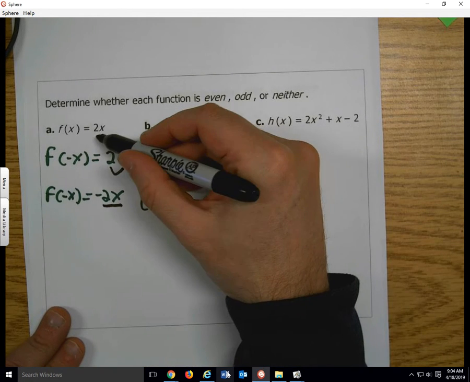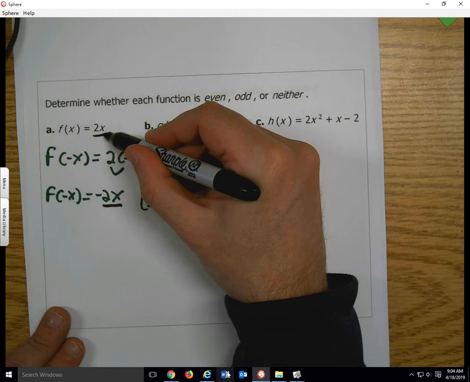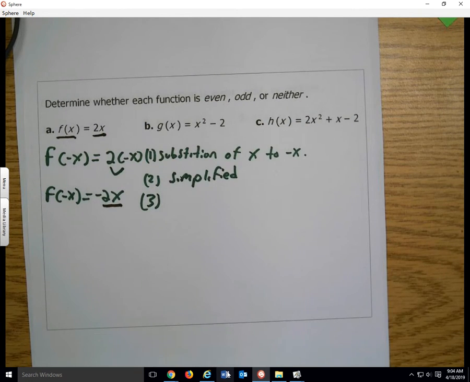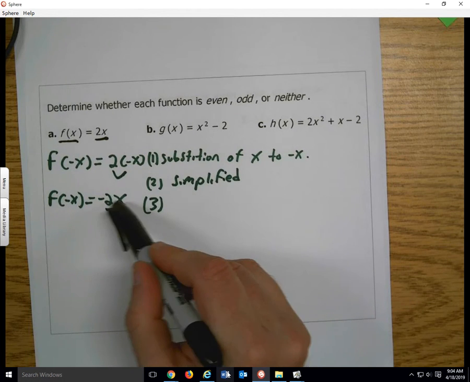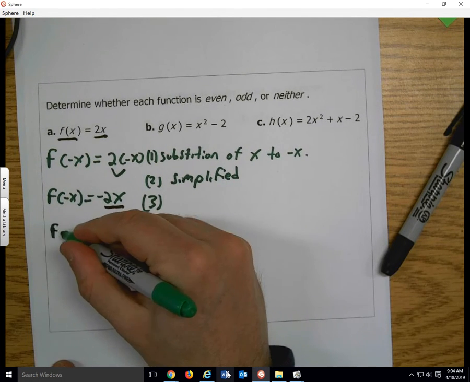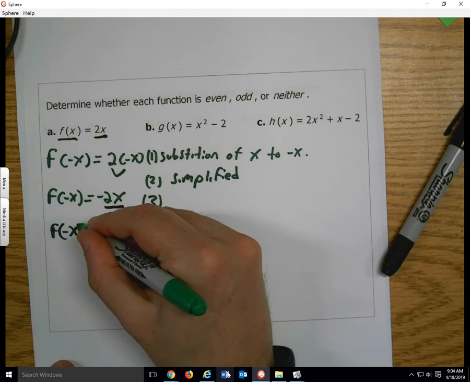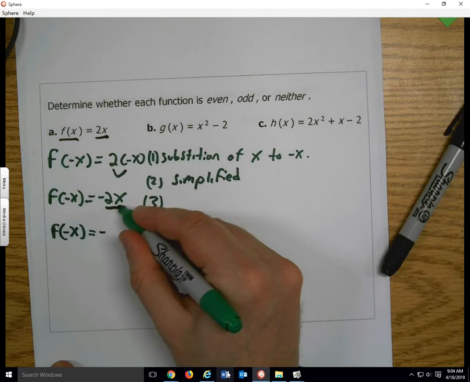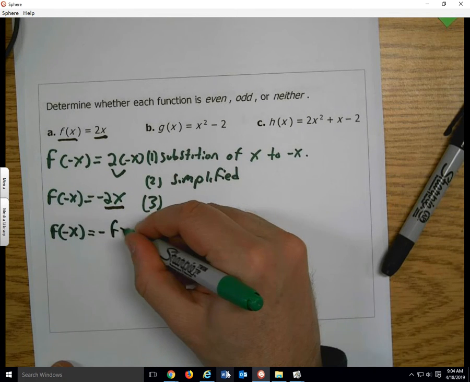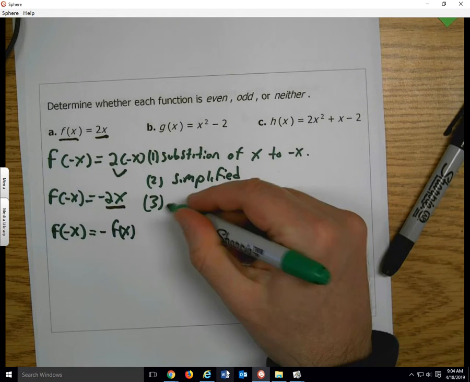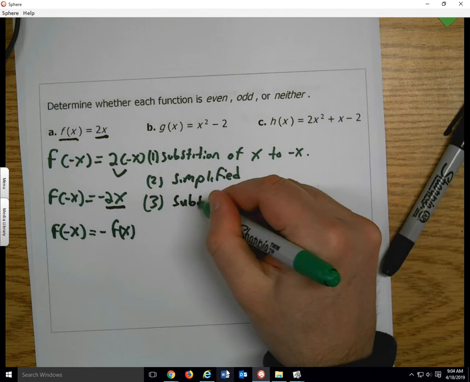And how do we know what it equals? Well, up here, it tells you what the 2x equals. The 2x equals f of x. So we can take this 2x out, and in its place, put f of x. So you'd have f of negative x equals a negative, and instead of a 2x, you're writing f of x. Okay, so we did substitution. Those are the 3 steps.